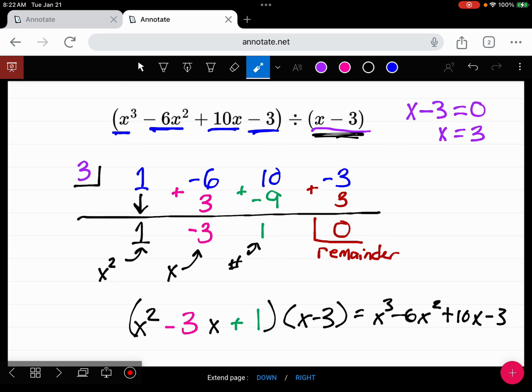Love it. Okay, any questions on these two as they stand right now? We will continue to work with these tomorrow.